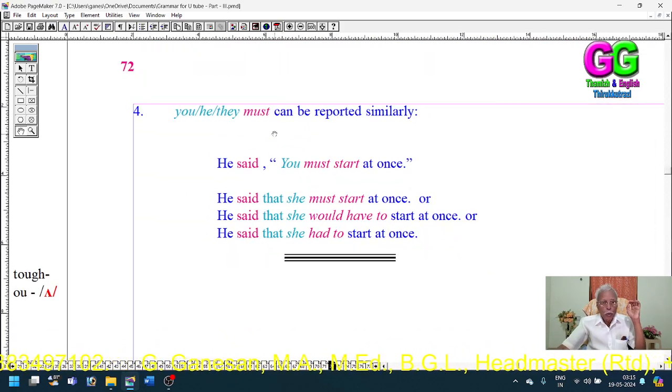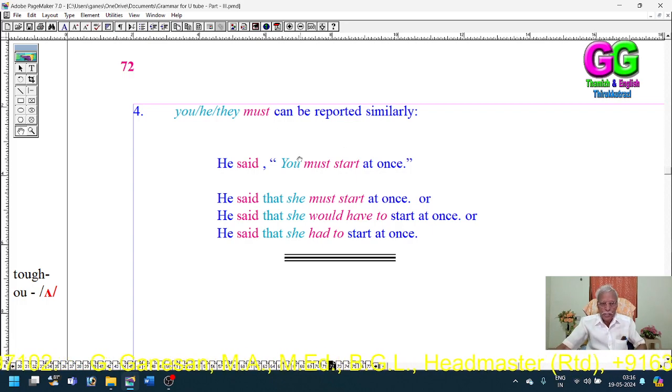Then, you must, he must, they must can also be reported as we did in example 3. That is, must can be kept unchanged, or must can be replaced by had to, or must can be replaced by would have to. But when the time is fixed for doing an action, then must should be replaced by had to. Otherwise, we can keep the must unchanged or use would have to.